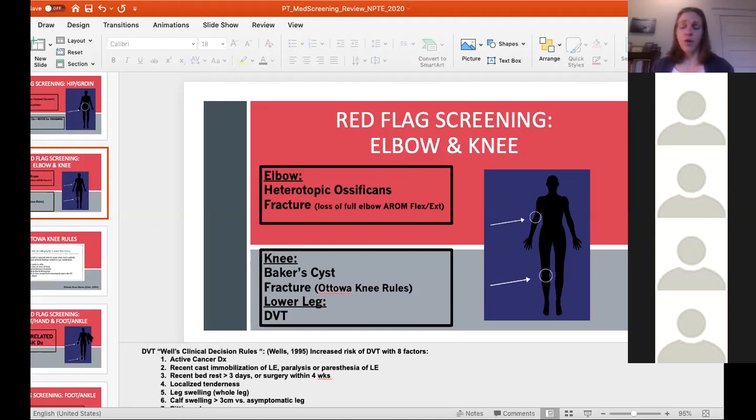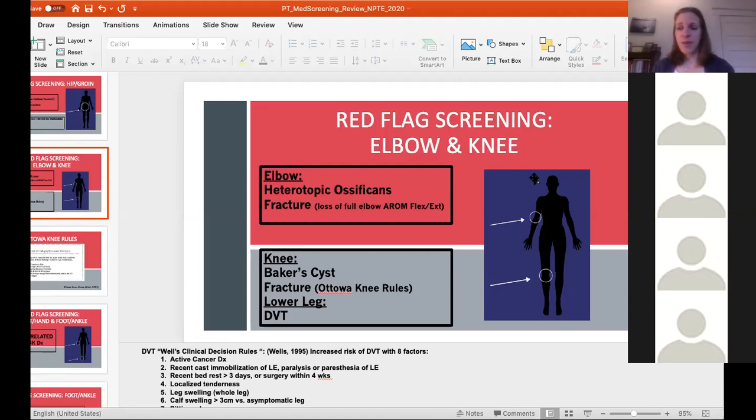Also at the elbow, we want to be considerate of what's called heterotopic ossificans, or bone formation in an area that it's not supposed to form. This could be in a joint or in a muscle. So common spots for this to occur are in the elbow joint or in the brachialis muscle. This is also commonly described in the quadricep for the lower extremity.